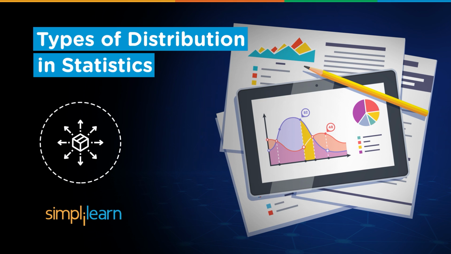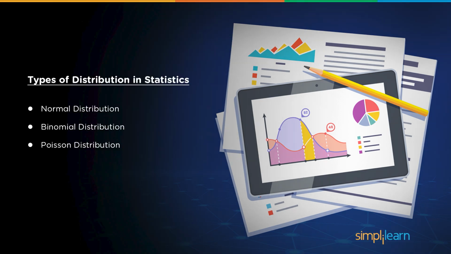Today, we'll discuss the types of distribution in statistics. But before we move ahead, let's have a brief introduction on what is probability distribution. A probability distribution is a list of all of the possible outcomes of a random variable along with their corresponding probability values. It is used in many fields, but we rarely explain what they are. So, in this video, we'll discuss the three main types of probability distribution, that is normal, binomial, and Poisson distribution. So, let's move ahead.